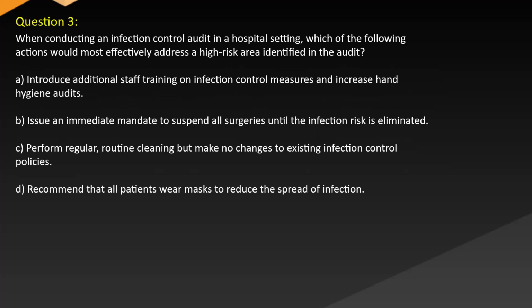Question 3. When conducting an infection control audit in a hospital setting, which of the following actions would most effectively address a high-risk area identified in the audit? A. Introduce additional staff training on infection control measures and increase hand hygiene audits. B. Issue an immediate mandate to suspend all surgeries until the infection risk is eliminated. C. Perform regular, routine cleaning but make no changes to existing infection control policies. D. Recommend that all patients wear masks to reduce the spread of infection.